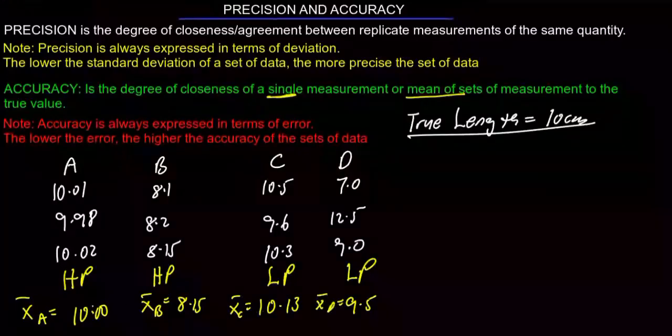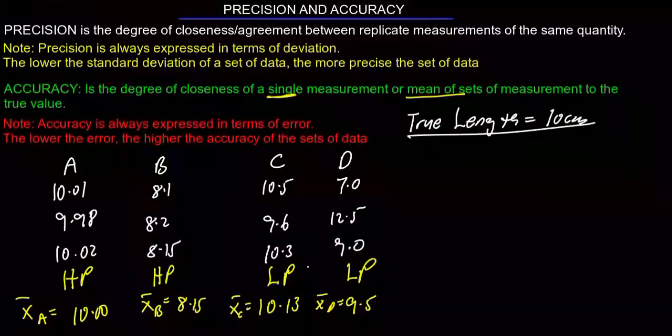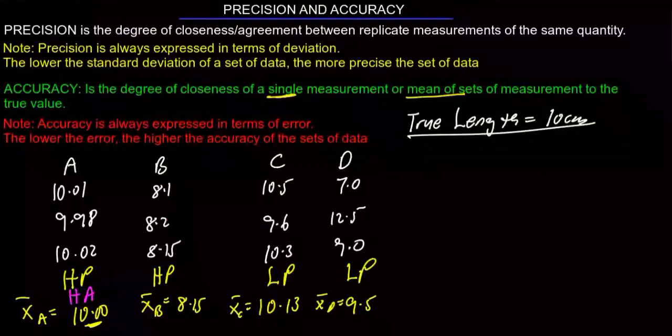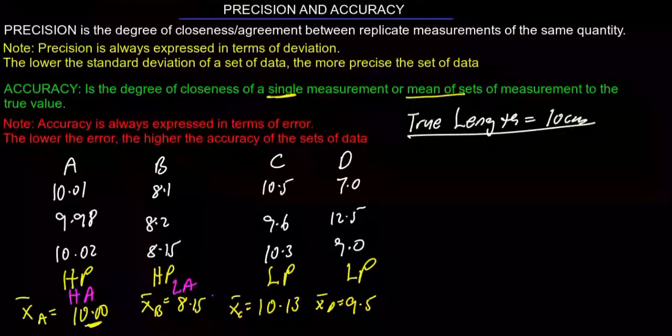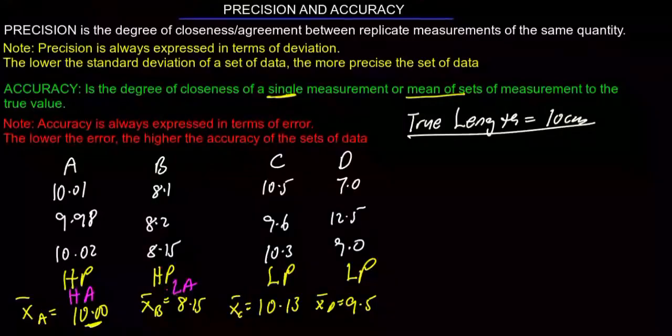Now let's look at the means that we have here. Can you tell me which one has high accuracy? Remember, accuracy is the degree of closeness of this mean to the true value. Look at it. I have 10 here and the true value is 10. So A is more accurate. I'll say this one has high accuracy. B has low accuracy because 8.15 from 10 is actually far. 10 minus 8.15, that's 1.85 difference. Very, very far. So you can see B has high precision and low accuracy.